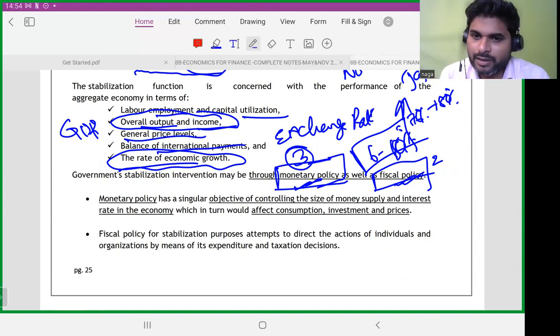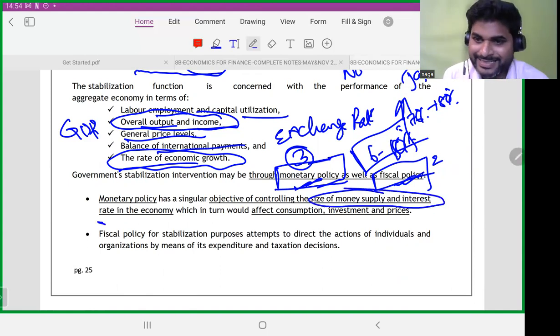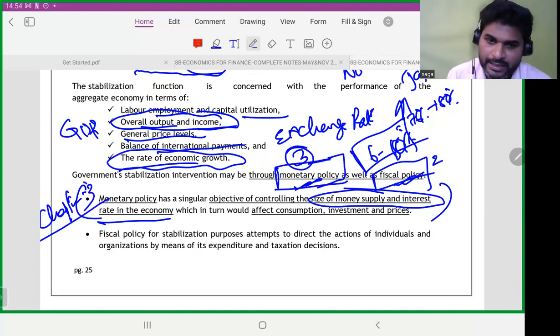Monetary policy has a singular objective of controlling the size of money supply and interest rate in the economy. We will discuss this in chapter number 3. Please note this down. What is monetary policy? I am not spending time here. Fiscal policy, we will spend time on.